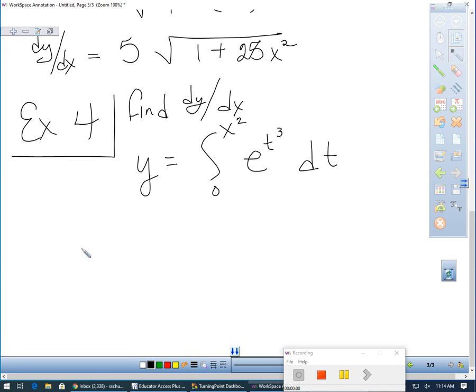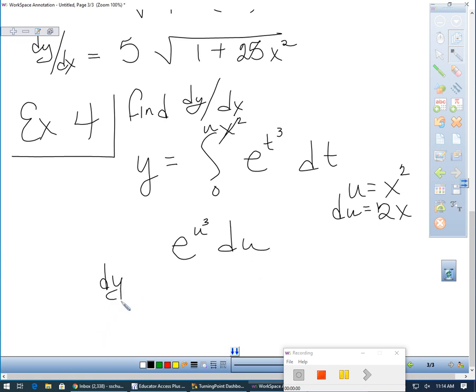All right, so we have to do a u substitution for that x squared, right? So u equals x squared. du then equals 2x. Now go ahead and replace your t's with a u because that's what would have been here, right? So we're going to have e to the u to the third du. So now to get our dy dx, we have to replace that stuff. We have e, our u value is x squared raised to the third times 2x.